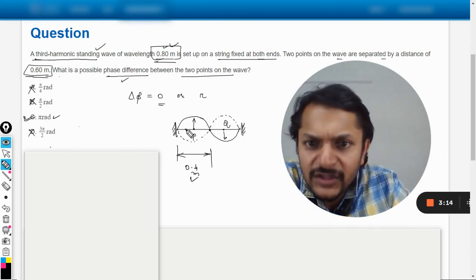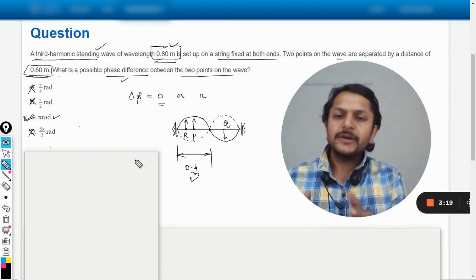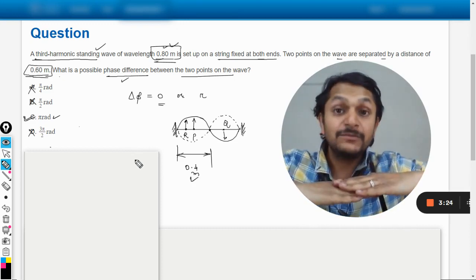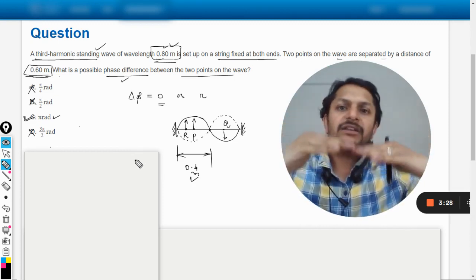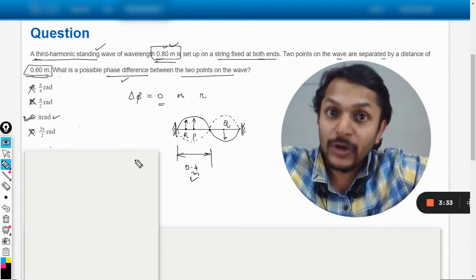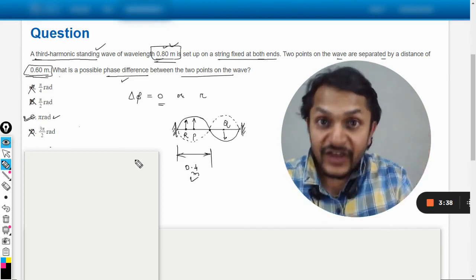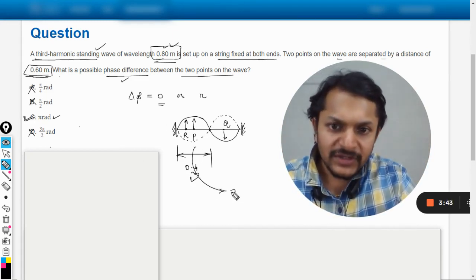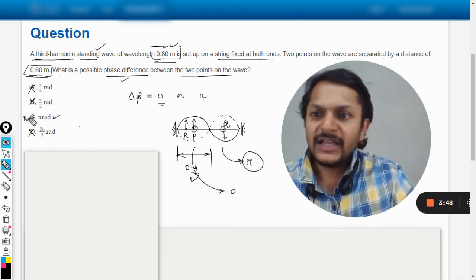And let us say there is another point here, I name it R. Now both of these points, P and R, belong to the same segment. So both of them have zero displacement at the same time. They go up at the same time, although they have different amplitudes, they reach the amplitude at the same time. They come back at the same time and they go below at the same time. So they are always in phase. And so the phase difference between P and R is 0. So in this case, the answer will be 0. And in the case of P and Q, the answer will be pi. And that is why the answer is C.